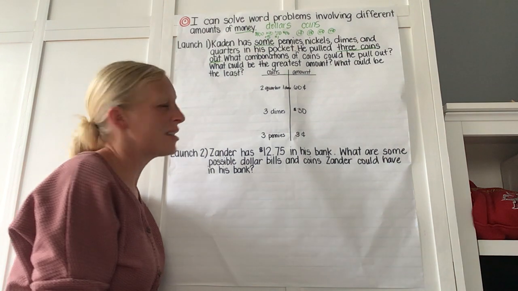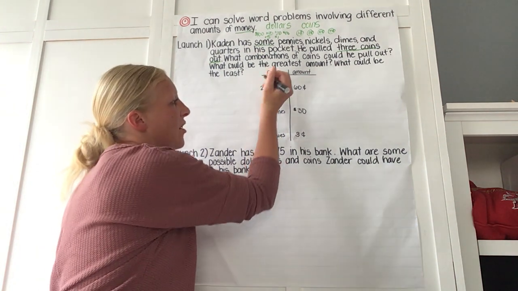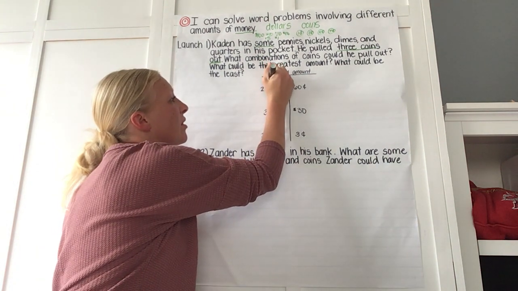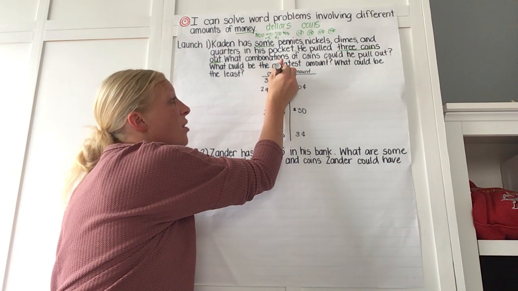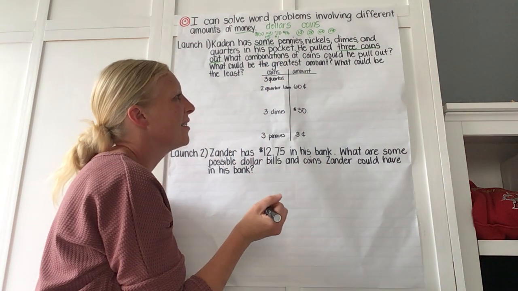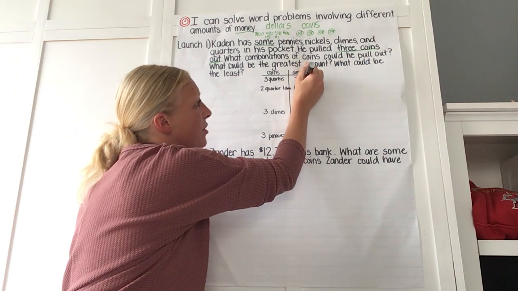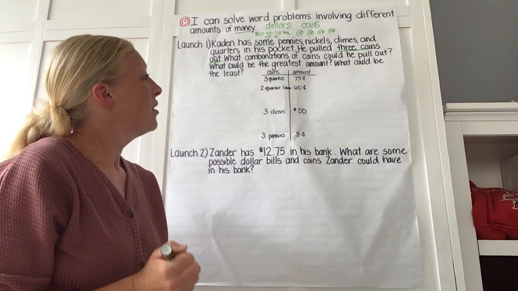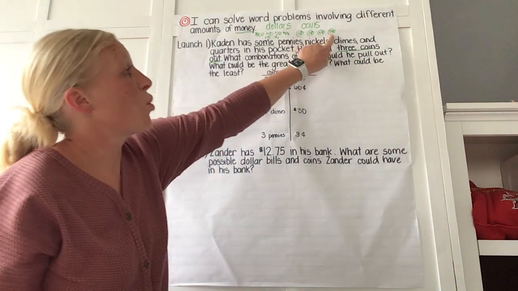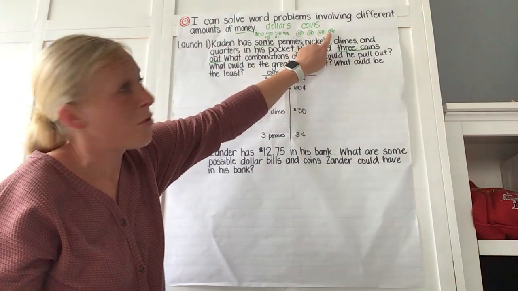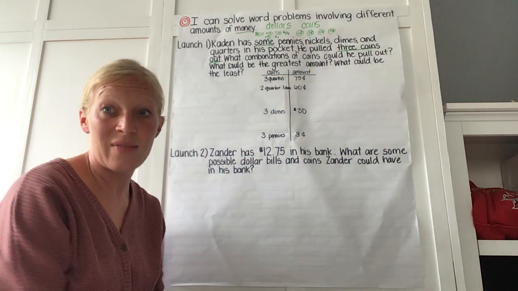How about our quarter person here? You think you have the greatest amount? What did you put together? 3 quarters. It's worth 75 cents. Why do you think it's the greatest amount? Because the quarter is the coin that's worth the most, and so when you have 3 of those, it's going to have the biggest value.